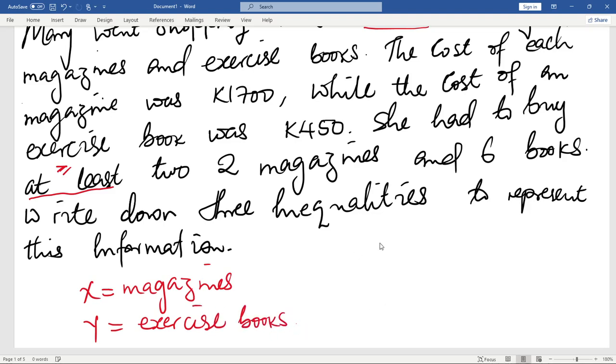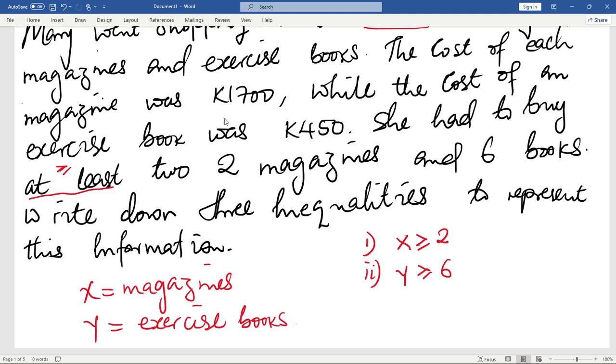Like this here. So then, the first inequality that we can have from here is that we're told that she has to buy at least 6 books here, or at least 2 magazines here. So that means our x there is going to be greater than or equal to 2 like this here. Then the second inequality here, and at least 6 books. So at least 6 books. So y should be greater than or equal to 6 like this here.